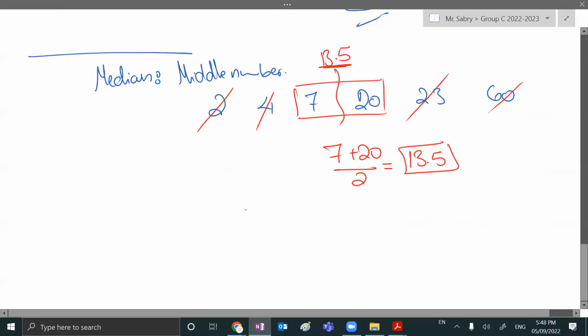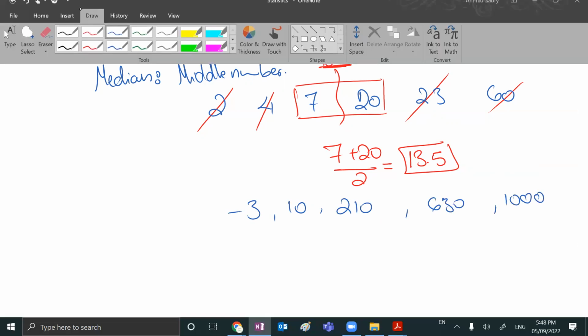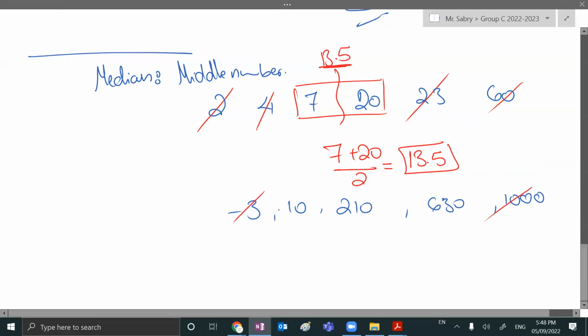Now look at this one. If it's an odd count, so let's say we have -3, 10, 210, 630, and 1000. In this case, when you cross one from the right and one from the left, one from the right, one from the left, there's only one number remaining in the middle. So that's your median. Easy.